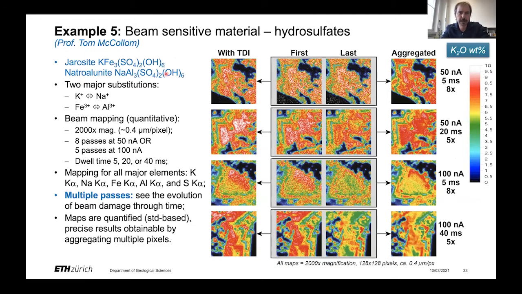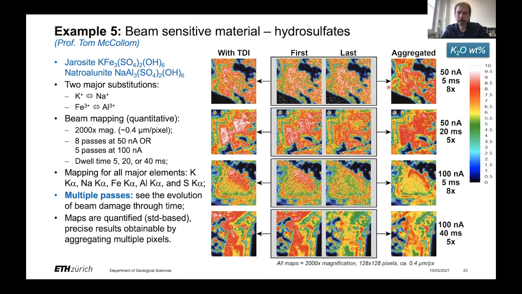In these samples, the question is, what kind of substitutions do we observe? We have two kinds of substitutions. There is a potassium for sodium, and there is also substitutions on the trivalent cations, iron for aluminium. So for that, I did several beam mappings, but this time, instead of doing just one map, I did multiple passes, 5 to 8. So 5 passes at a beam current of 100 nanoamps, or 8 passes at the lower beam currents. And I tried different dwell times.